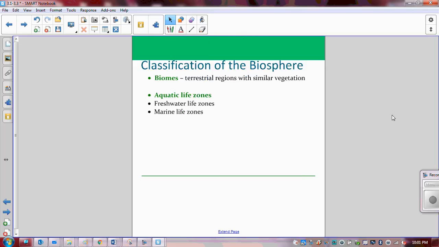When we talk about the biosphere, which is what we're going to spend a lot of time on this semester, we have two major types of life zones. We have our biomes, which are our terrestrial life zones, or those things that are based off of land. And then we have our aquatic life zones, which are our water life zones. We're going to focus in the beginning parts of this lesson on biomes, and later on we'll come back to the aquatic life zones.